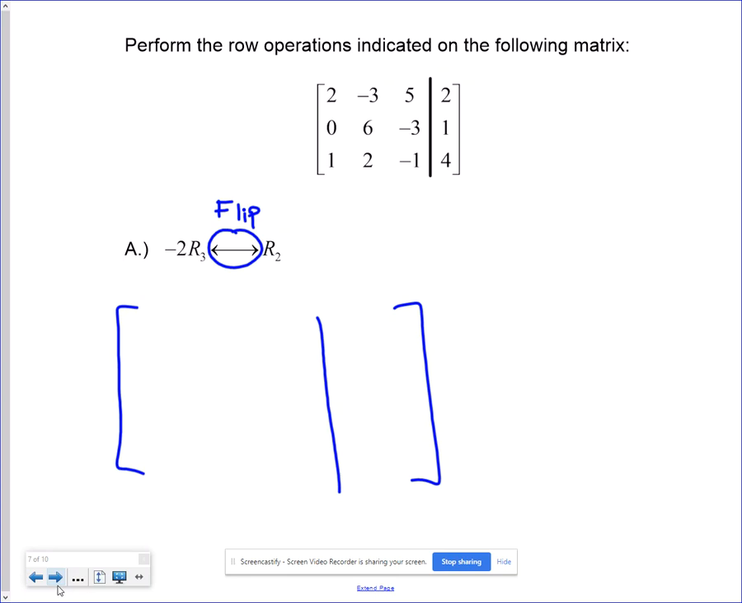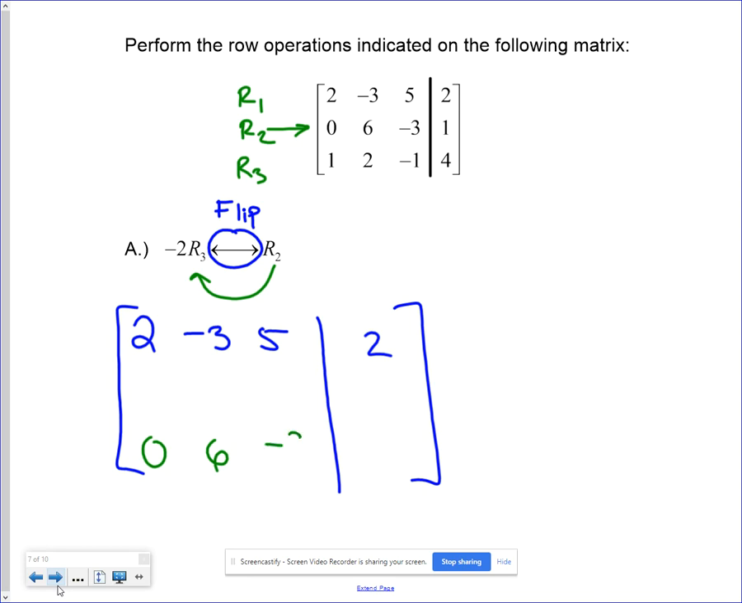So row 1's staying the same. Row 1 is not being changed. So let's just write down row number 1 here. So this row 2 here is going to replace row 3. Row 2 is going to switch spots with row 3. I'm not changing row 2. I'm keeping it the same. I'm not multiplying by anything. So I'm just going to go ahead and write row 2 in the row 3 spot now.